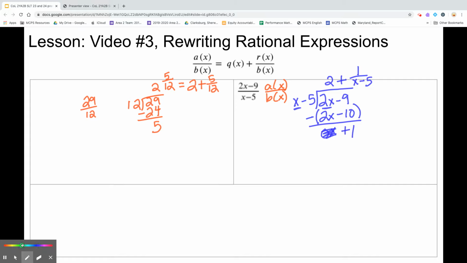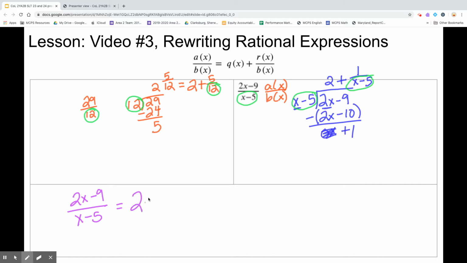This x minus 5 here comes from my initial denominator here, just like the 12 matches what I was dividing by in this problem. So what are my connections here? I had the problem 2x minus 9 divided by x minus 5. That gives me 2 plus 1 divided by x minus 5.